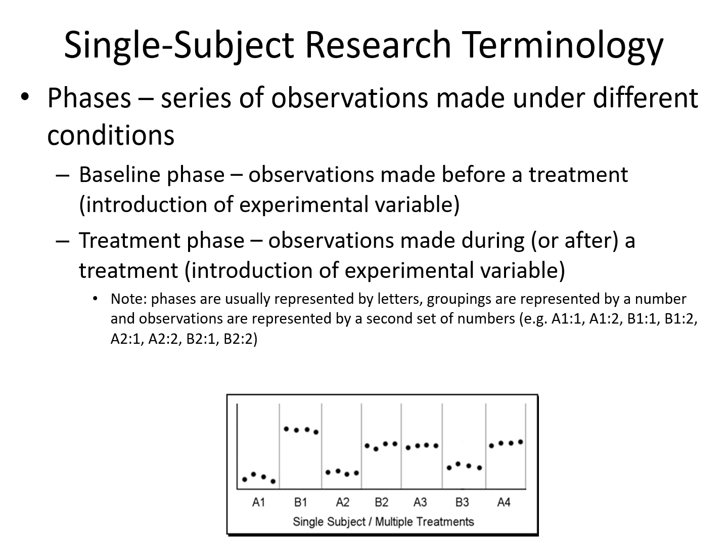The first term that you'll hear a lot about if you ever encounter a single subject research design is phases. We're talking about the different conditions or groupings that people get put in, and the multiple observations within each of those groupings are called phases.